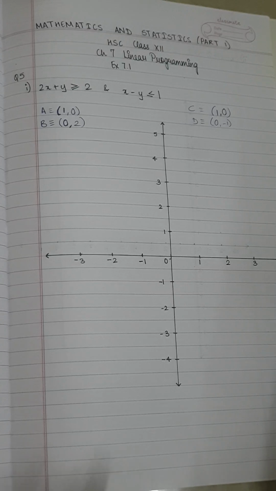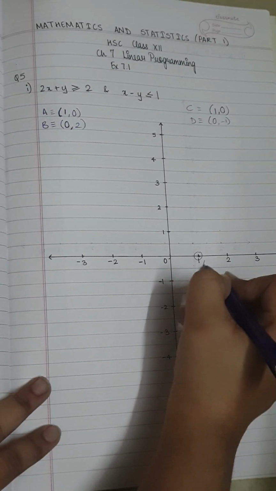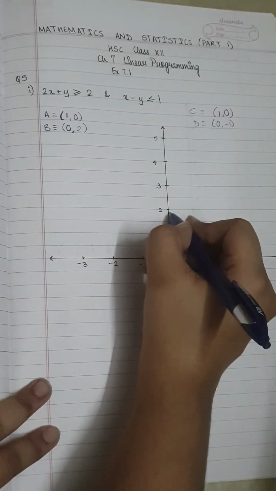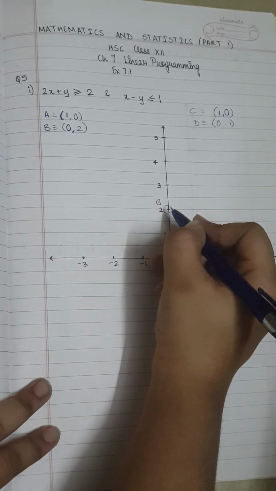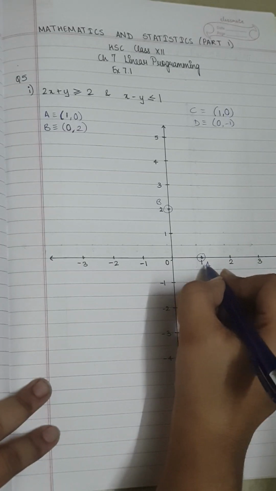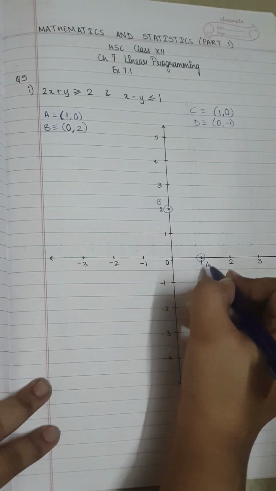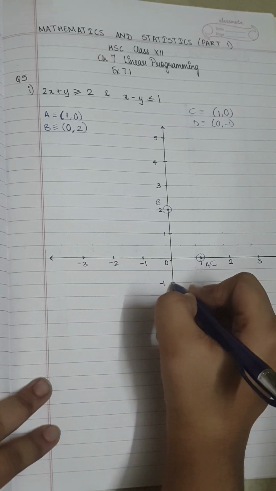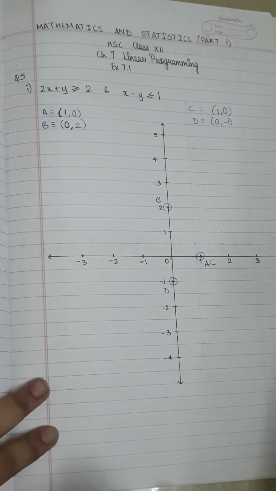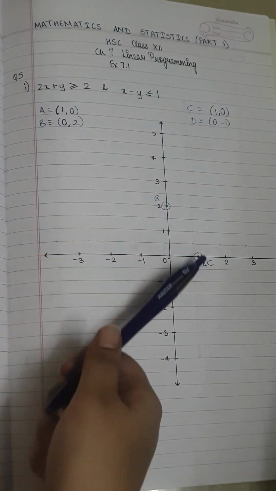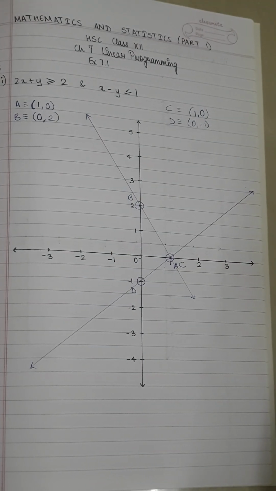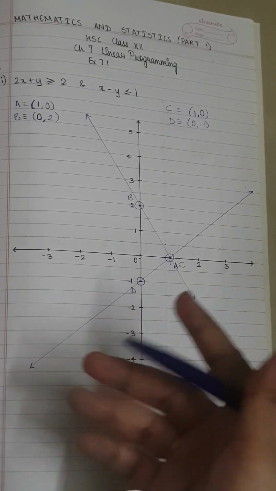Let's plot those points onto our graph right now. A is 1 comma 0, that's your A. B is 0 comma 2, that's your B. We again have C as 1 comma 0, so let that be C. And then you have D as 0 comma minus 1, which is this. So now you have two lines AB and CD. Let's make those lines. So here we have drawn our lines AB and CD.